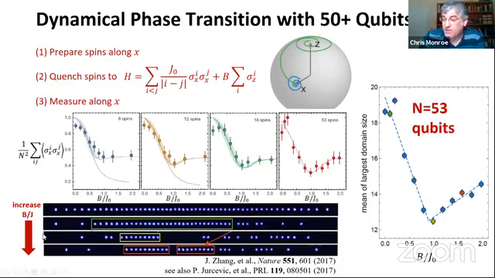And as we increase B over J, we see there's a minimum domain size at some intermediate value of B over J, and then it comes back up. And this is data over many hundreds of runs for different values of B over J. And this is much sharper than we would have expected.